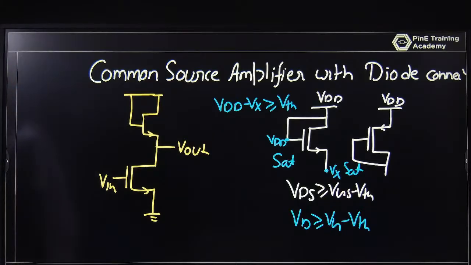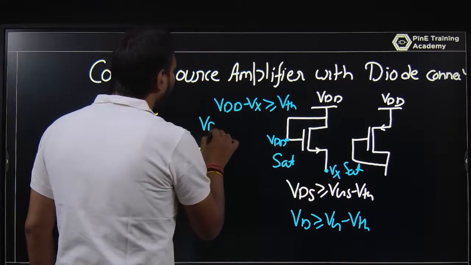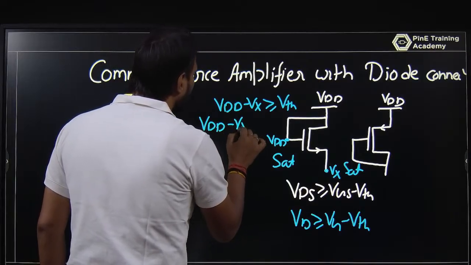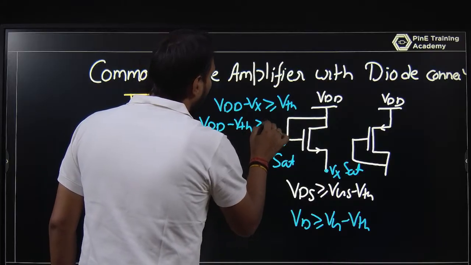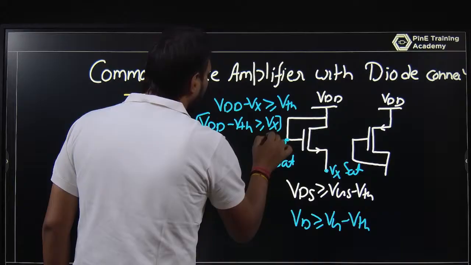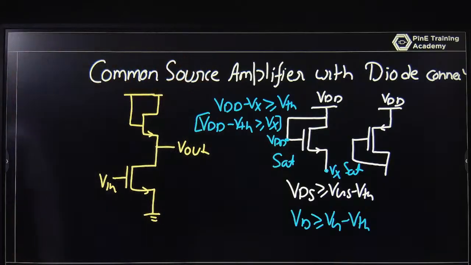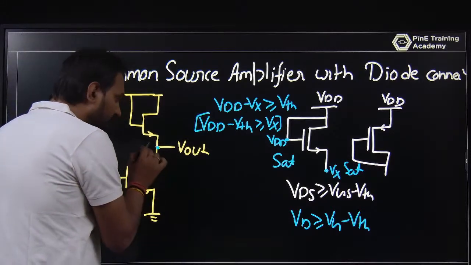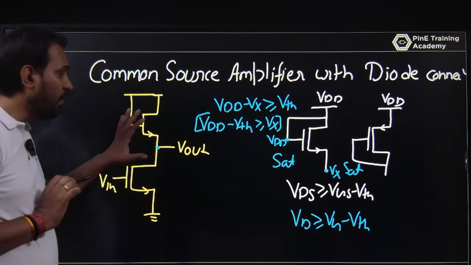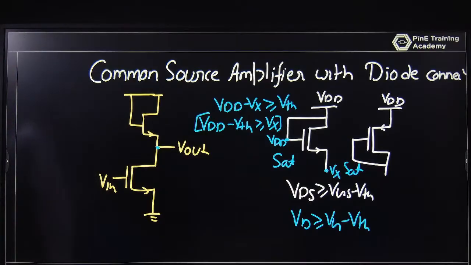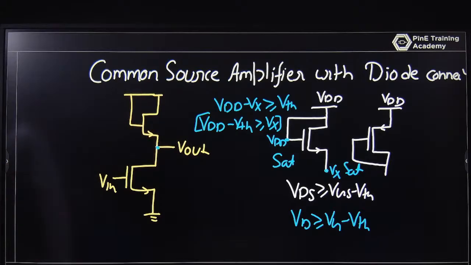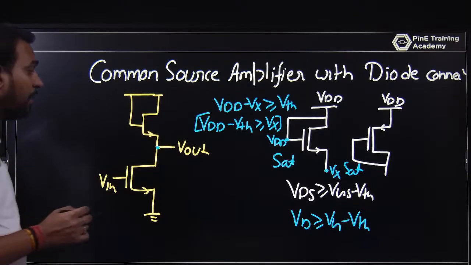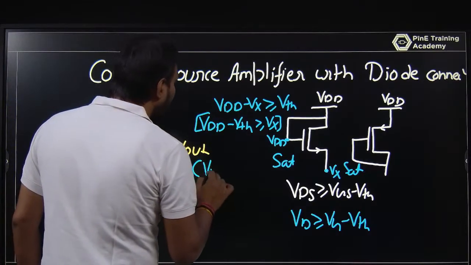VGS greater than VTH, so VDD minus VTH is greater than or equal to Vx; or I can say that Vx is less than VDD minus VTH. So if this voltage is below VDD minus VTH, then the MOSFET is on. After that it will not be on; it does not behave like an on device. So the output can move to a maximum value of VDD minus VTH.